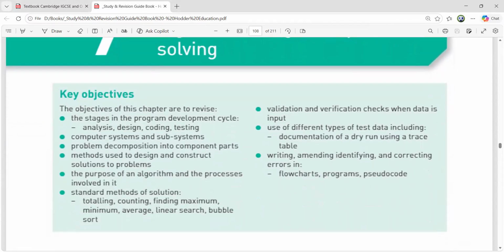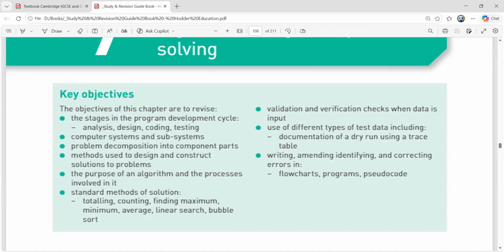We are going to revise the stages in the program development lifecycle, shortened as PDLC, which are analysis, design, coding, and testing. We'll talk about computer systems and subsystems. We'll also talk about computer program decomposition and abstraction. We'll talk about the methods that are used to design and construct solutions to the problems, the purpose of an algorithm and the processes involved in it.